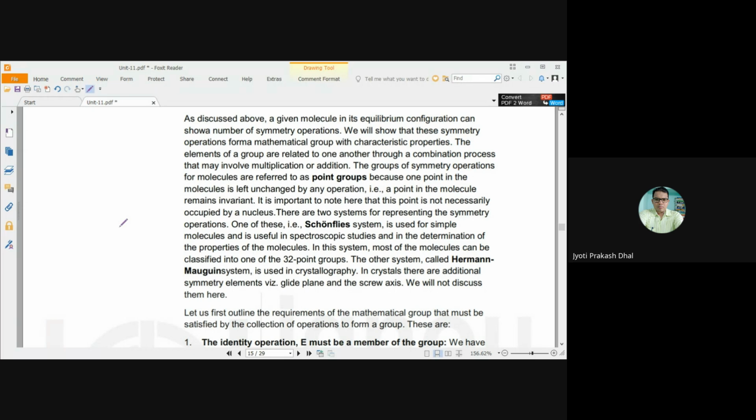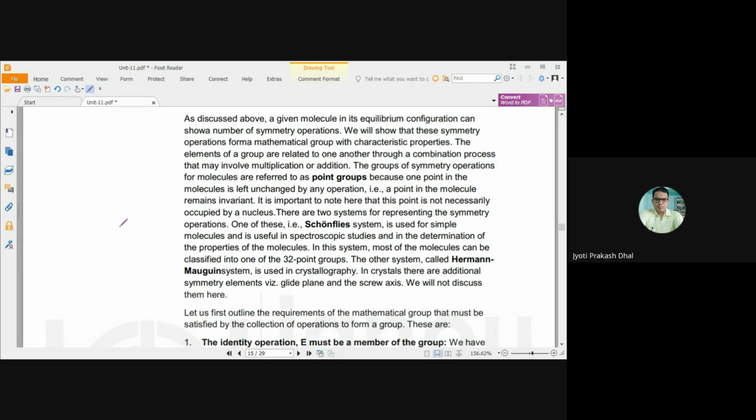The elements of a group are related to one another through a combination process that may involve multiplication or addition. The groups of symmetry operations for a molecule are referred to as point groups because one of the points in the molecule is left unchanged by any operation. So the point of the molecule remains invariant. It is important to know that this point is not necessarily occupied by a nucleus.